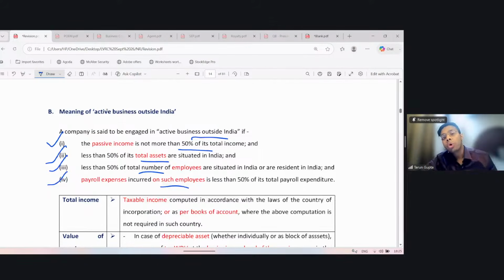The passive income should be 50% or less of the total income. The asset in India should be less than the 50% of the total asset. The employees who are located in India or resident in India should be less than 50% of the total employees. And the payroll expenditure on these employees who are situated or resident in India should be less than 50% of total payroll expense. If any entity fulfills all these four conditions, then it shall be treated as engaged in active business outside India.